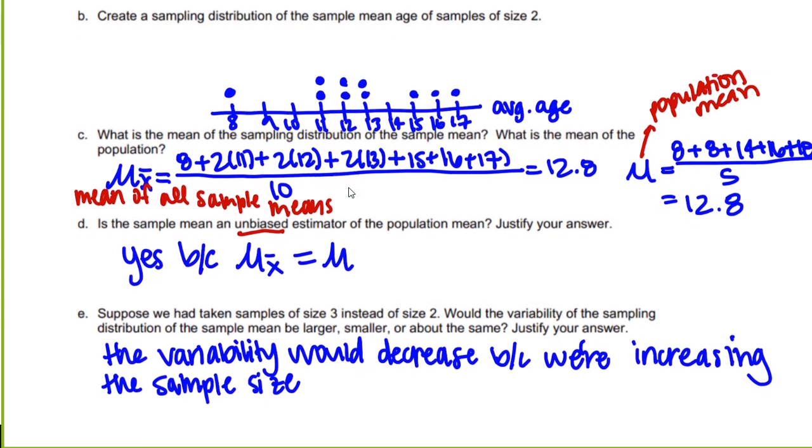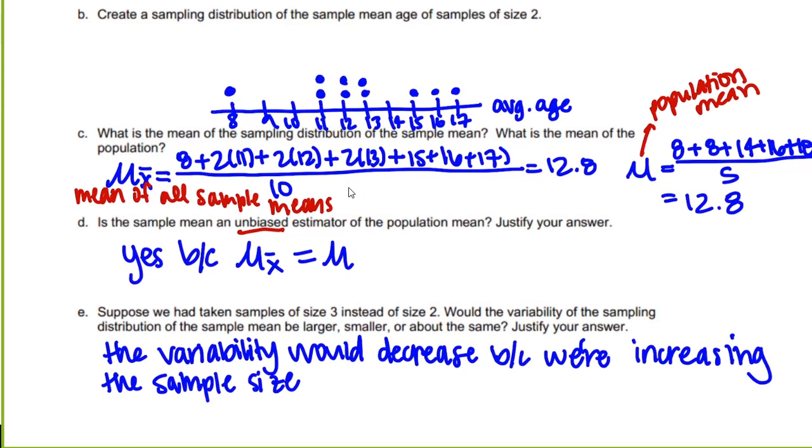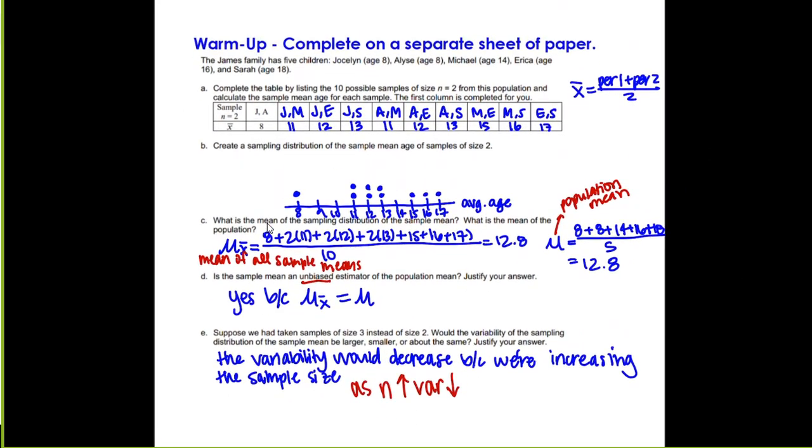And then letter E, what if we had used sample size 3 instead of 2? Well, 3 is larger than 2. And so remember, as n increases, your variability decreases. So 8 and 17 wouldn't have been the min and the max. It would have been more concentrated on the inside. So hopefully you see how that works.